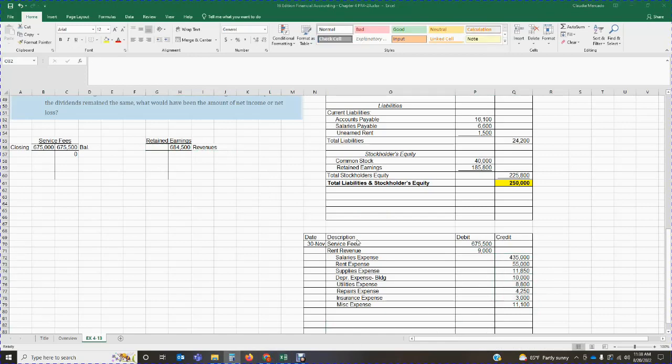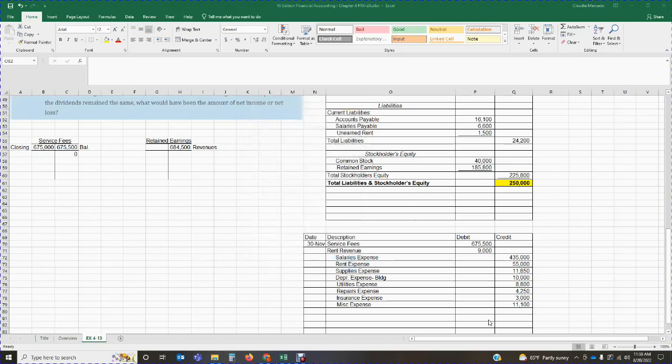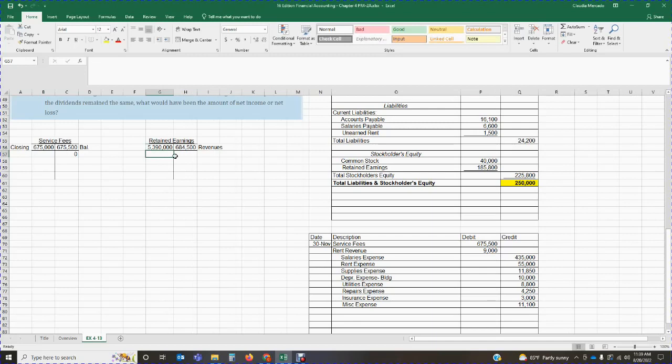And the total of my expenses is 435 plus 55,000 plus 11,850 plus 10,000 plus 8,800 plus 4,250 plus 3,000 plus 11,100. That'll be $539,000. So my total expenses are 539. So retained earnings would be debited for 539. These are your expenses that you closed. So you closed out your expenses of 539 to retained earnings.